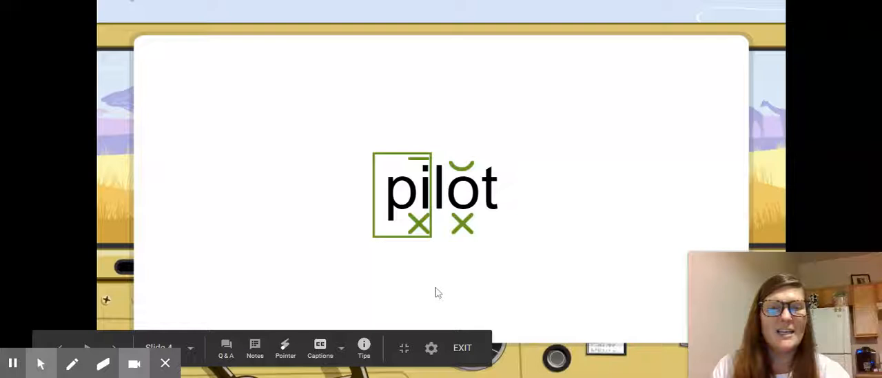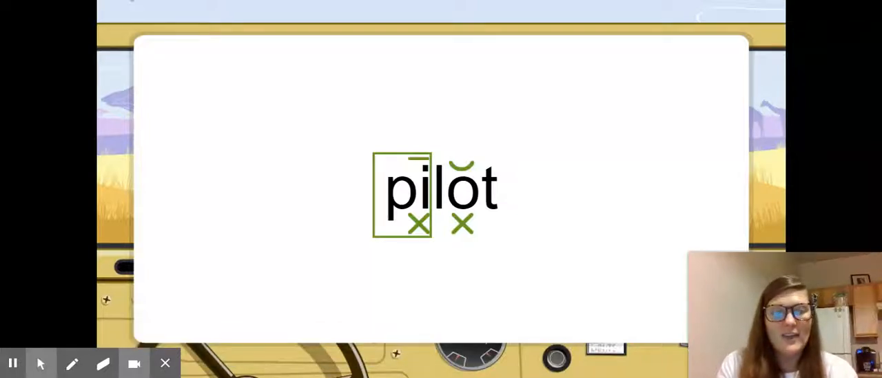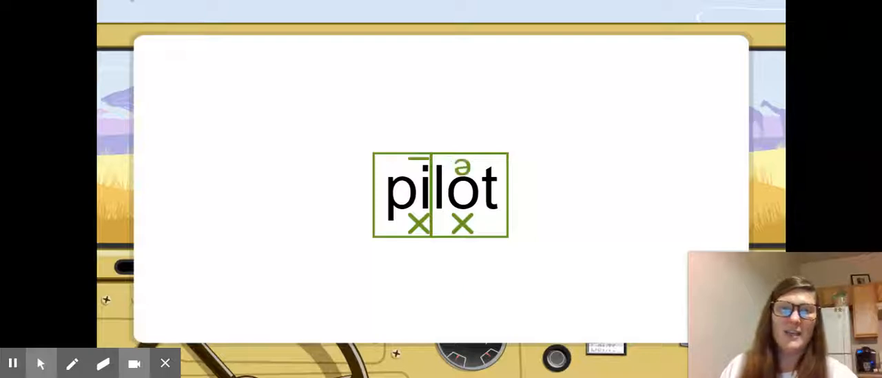And then we look at that second syllable. It looks like phonetic skill 1. It looks like we're going to say pilot, right? But that's not what it is. Does that sound right? The pilot flew the plane? Nope. So we change that short vowel marking to the schwa sound because that is the unstressed syllable in pilot.